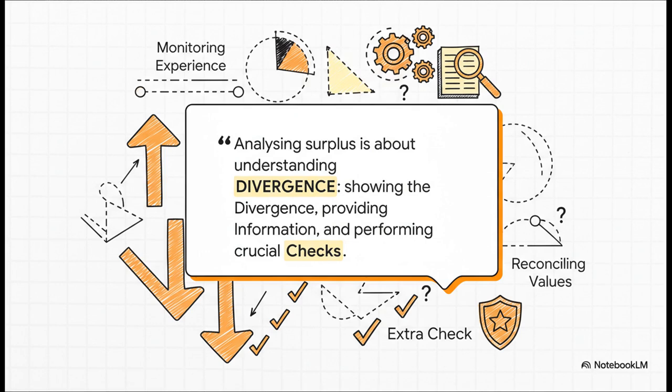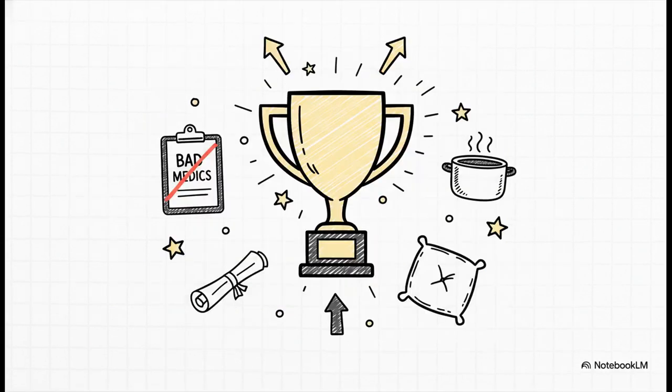And the brilliant thing here is that the word itself tells you the whole story. Surplus analysis is all about explaining the divergence. Use it to provide information and to verify your work. It helps you monitor experience and reconcile your values. And really, at its core, it's about doing a final, crucial check and an extra check on everything you've done. That's divergence.